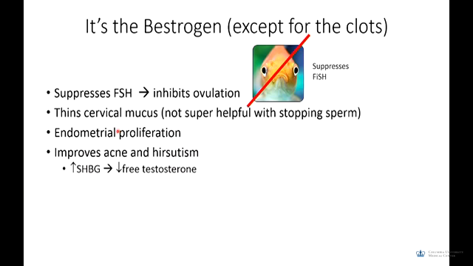Estrogen, it's the bestrogen, except for those clots. It suppresses the FSH, which I think of as a fish, which inhibits ovulation. It thins your cervical mucus, and you have endometrial proliferation. And it can also improve acne and hirsutism because it decreases the free testosterone.